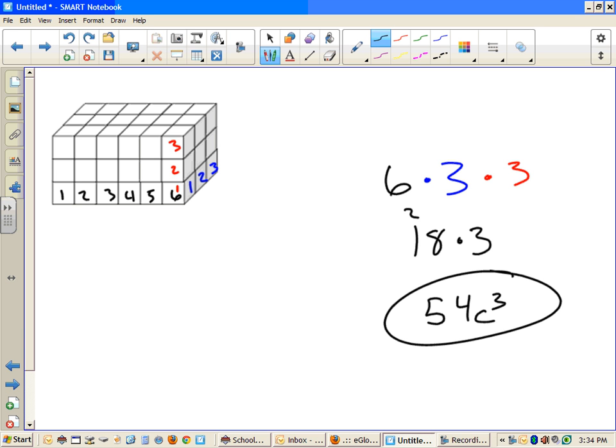We could have broken it apart and counted up each individual cube. We could have just counted the base and then made copies of that. But this way, I believe, is the easiest.